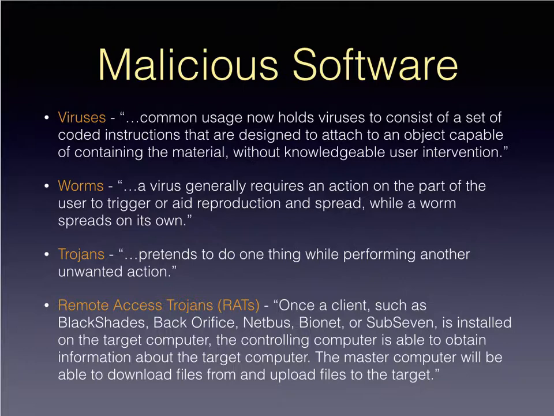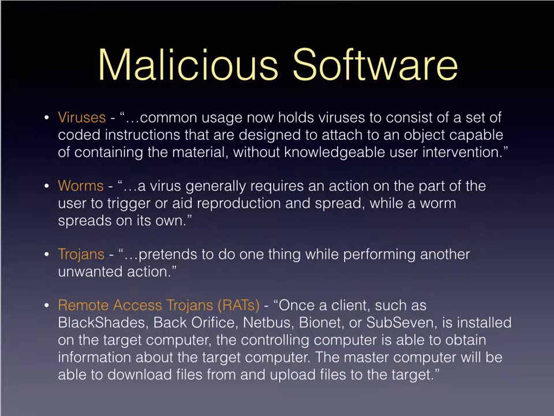Trojans pretend to do one thing while performing another unwanted action. So you may download an application, some free app that performs a specific function for you, but in the background, it's actually doing other things that you probably would rather it didn't. Remote access Trojans, like Blackshades, Back Orifice, NetBus, Bionet, and Sub7, allow remote control of a system once they're installed.